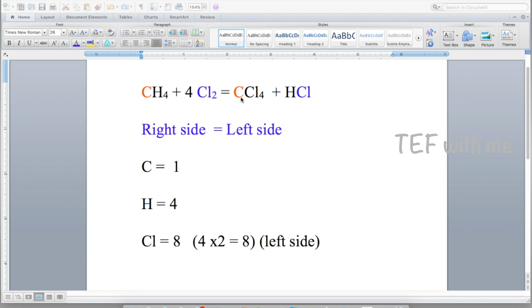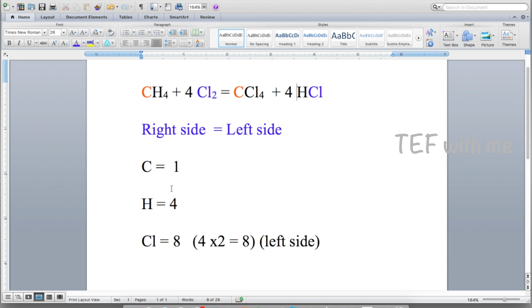So no need to worry about carbon. First we have to see how many hydrogens are present. There are 4 hydrogen on the left side, and on the right side only 1 hydrogen. So I am going to put 4 here. Now there is 4 into 1, so on the left side 4 hydrogen and on the right side 4 hydrogen.